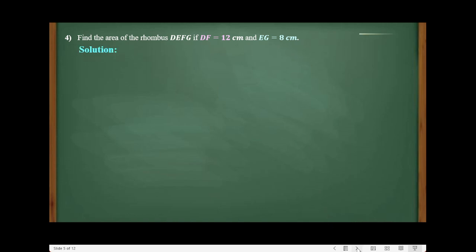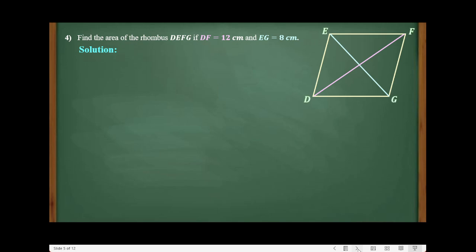Next, for number 4, probably this is the last example from this video, so let us solve this. Find the area of a rhombus DEFG if DF, which is obviously a diagonal, has a length of 12 centimeters, and EG, which is the other diagonal, has a length of 8 centimeters. Now for our solution, again, let us draw a quadrilateral and let us assume that this is a rhombus, and this is quadrilateral DEFG.